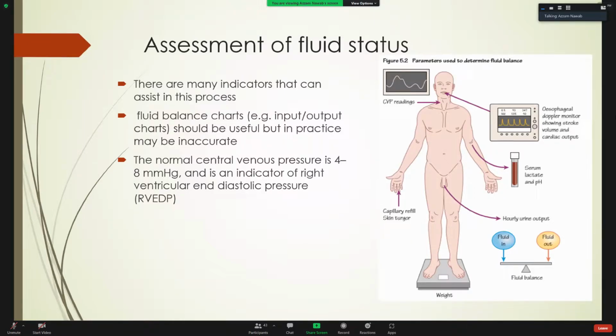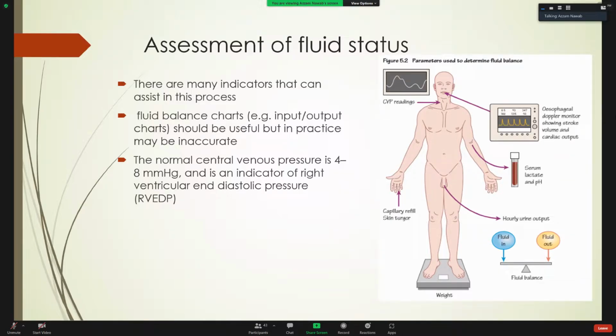So how do we assess fluid status? We don't have one indicator. We have many indicators that can assess this process. The fluid balance chart, in the anesthesia sheet, we record every 15 minutes the input and the output. The chart should be useful, but in practice maybe inaccurate. Maybe I took a break and came back and didn't write what I gave. That's all.